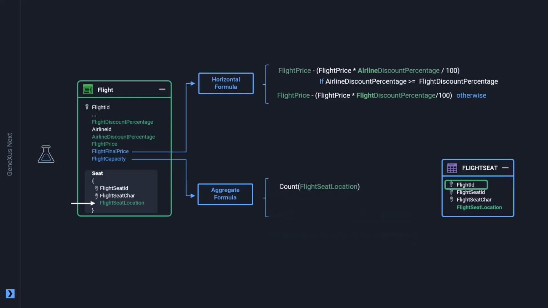Just like for the attribute we saw as a horizontal formula, we can, for the aggregate ones, perform different calculations based on trigger conditions. For example, we may want the flight capacity to match exactly the number of flight seat records for the flight, if its price is less than 5,000. But otherwise, we want 10% of the flight seats to remain empty. So we apply this other formula in that case. A formula attribute can be calculated as horizontal under one condition and as aggregate under another without any issue. We will not cover all the possibilities available for more complex formulas here.